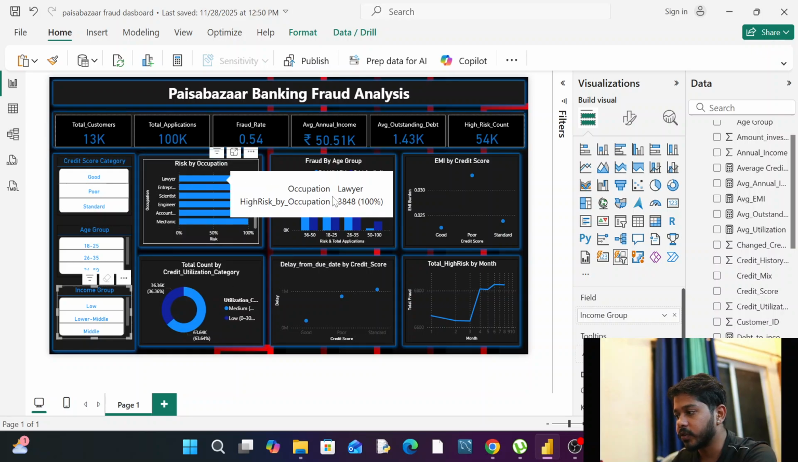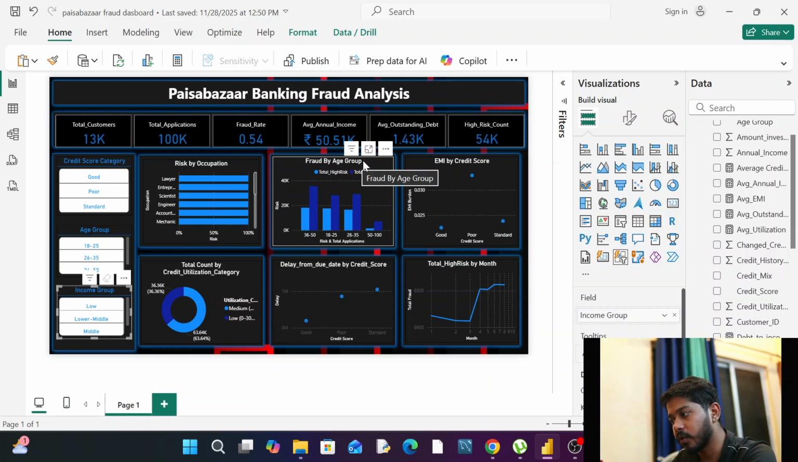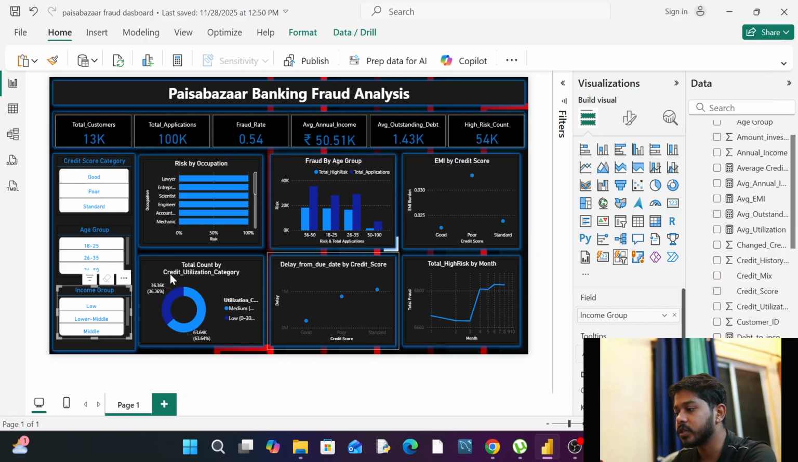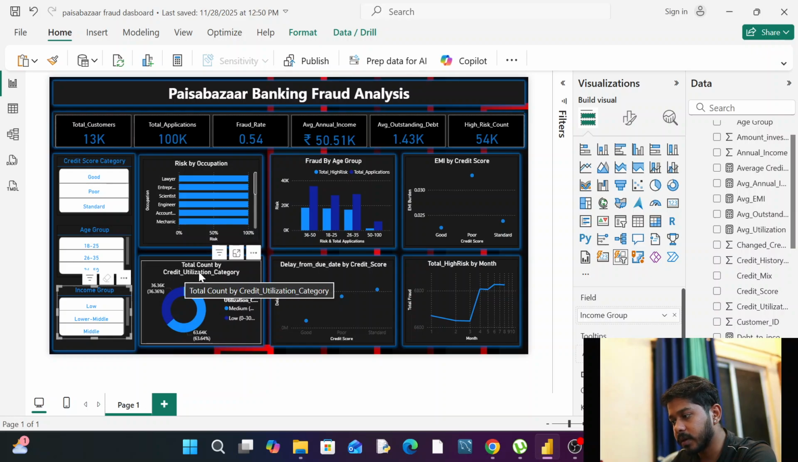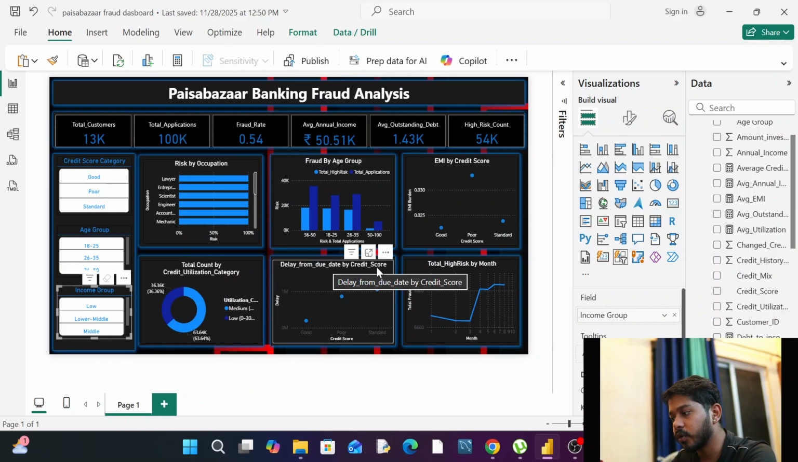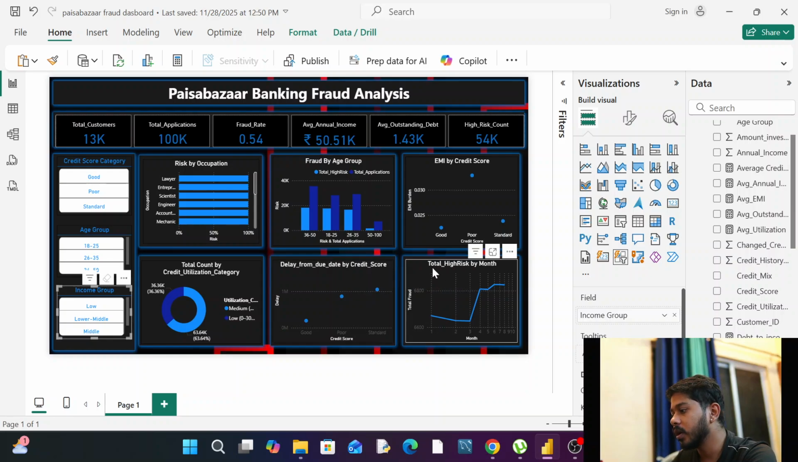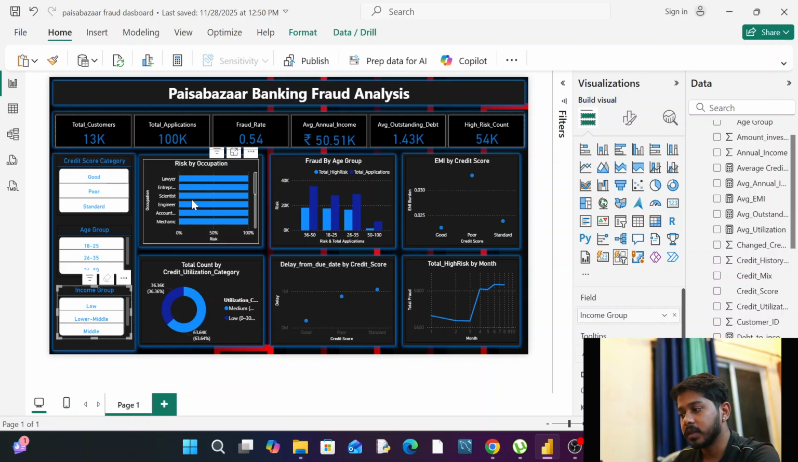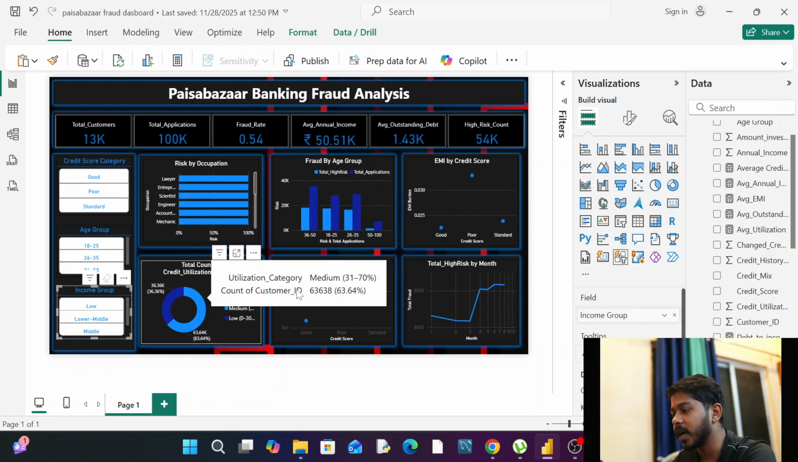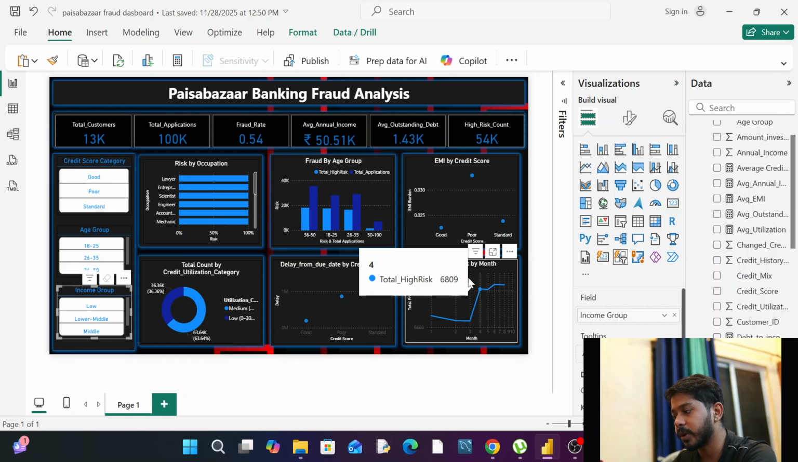And we have plotted 6 charts: risk by occupation, fraud by age group, EMI by credit score, total count by credit utilization category, delay from due date by credit score, and total high risk by month. This is a horizontal bar chart. This is a vertical bar chart. This is a scatter plot. This is a donut chart. This is again a scatter plot, and this is finally a line chart, as you can see.